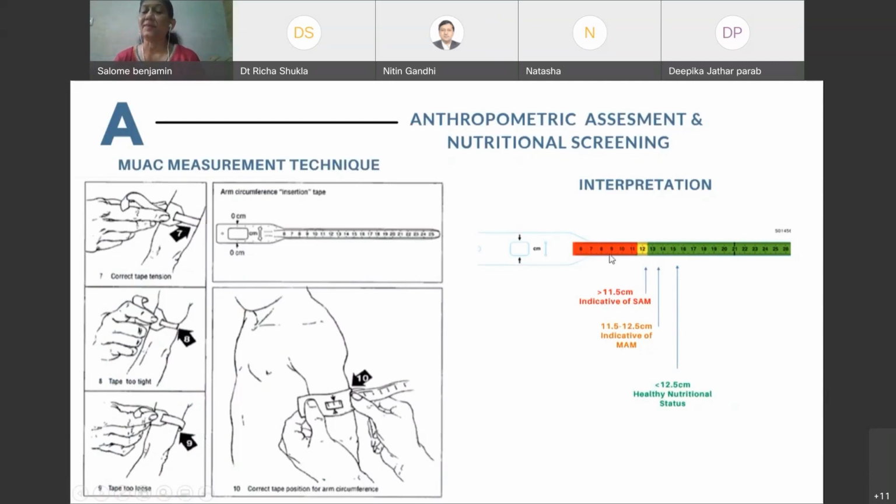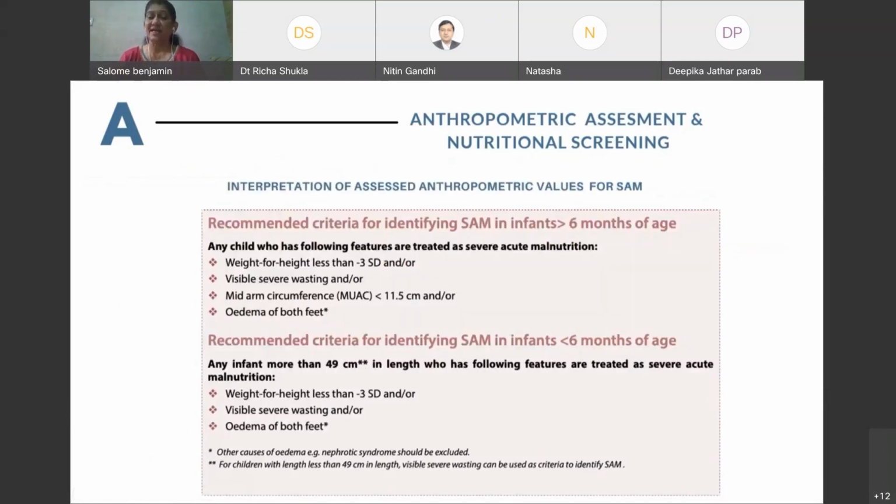Less than 11.5 here is your SAM, yellow is your 11.5 to 12.5 is your MAM, and then the green one is more than 12.5. So this is how you will identify, you will interpret for SAM, infants more than 6 months of age, with other features also. We should never depend on only one.